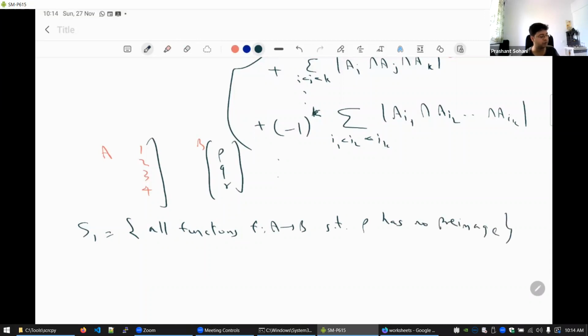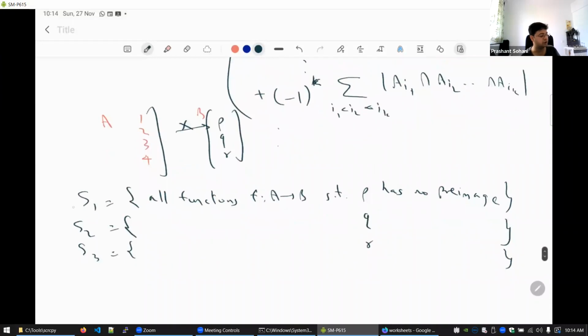What does that mean? There is no element in set A which is getting mapped to point P. Let all such functions go in the set S1. Similarly, let us define S2 and S3 for Q and R. So S1 is the set of all functions where P is not getting mapped to, S2 for Q and S3 for R. And let S be the set of all functions from A to B without any other additional condition, so S is the universal set.